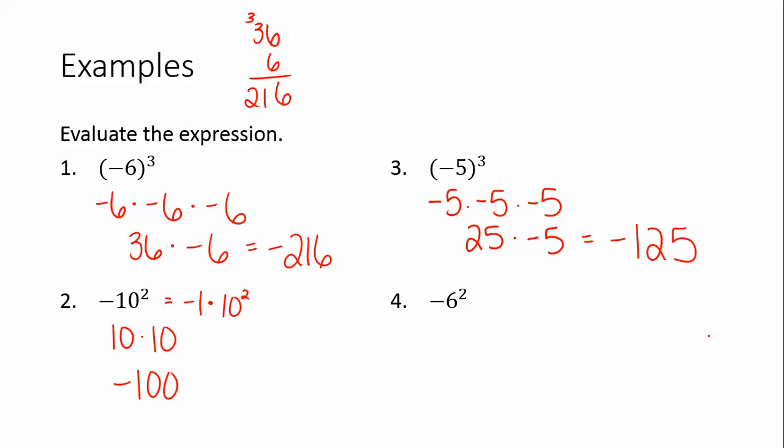Number 4, we have negative 6 squared. Think of it again as a negative 1 times a 6 squared. So 6 squared is 36, but we need to multiply it by that negative 1, so we get a negative 36.